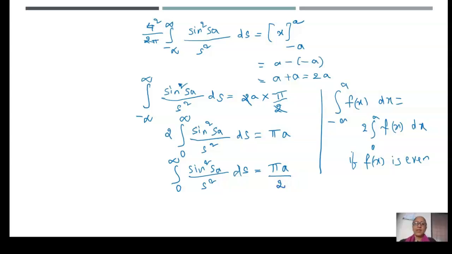To get the required proof, put s equal to x. If we put s equal to x, then we get integral 0 to infinity sine square ax upon x square dx equal to pi a by 2, which is required proof. Now let us see next question.